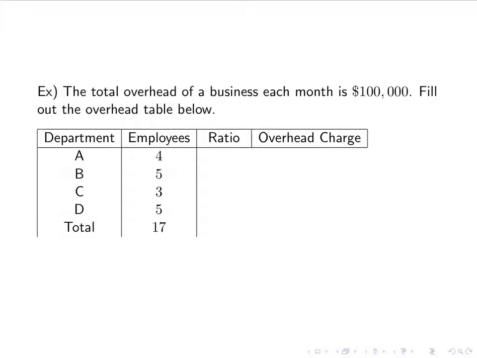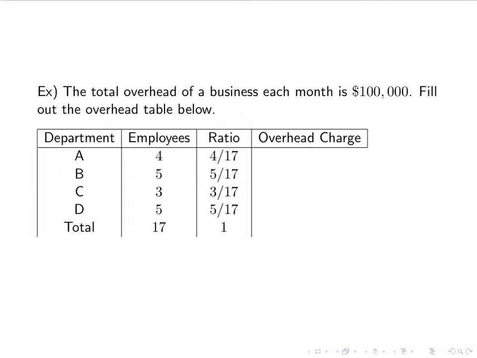So again, the next thing I want to do is find the ratios. This one's fairly nice. There's no simplifying needed in any of these. So for Department A, it's 4/17. Department B, 5/17. C is 3/17. And D is 5/17. Again, if I add them up, I do in fact get 1.